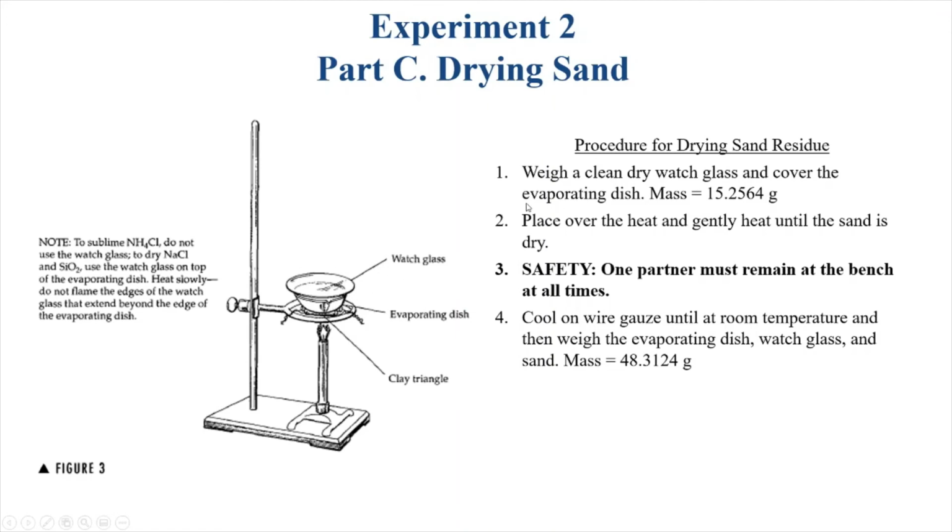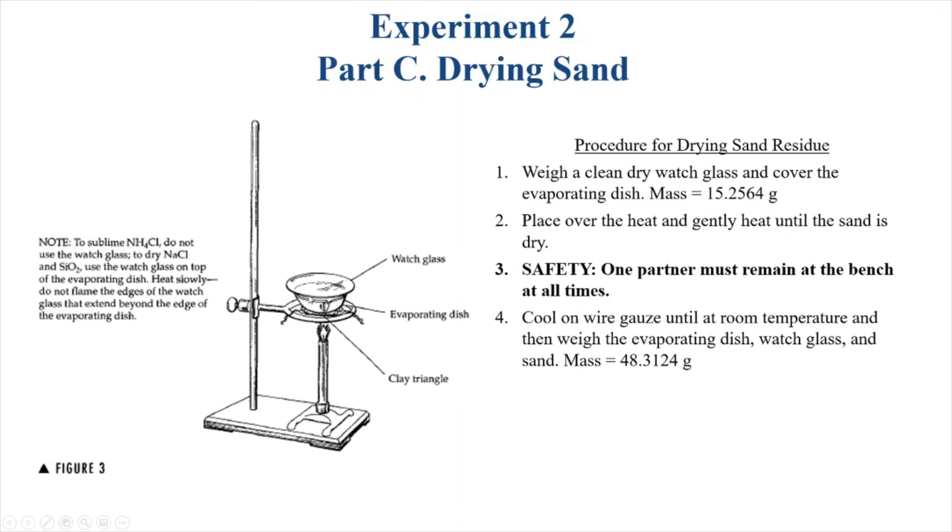So we have to go to the balance and weigh out our watch glass. The reason why we have to weigh it is because in the very end, we now have three components that we have to account for. We have the evaporating dish, the watch glass, and the sand. So if we want to get the mass of the sand, we have to subtract away the mass of the evaporating dish, which we did at the very beginning. We have to subtract away the mass of the watch glass, which we are going to do here. And then what's left behind is the mass of the sand. So we're going to weigh out a watch glass, we're going to cover our evaporating dish with it, and then we're going to start to heat.